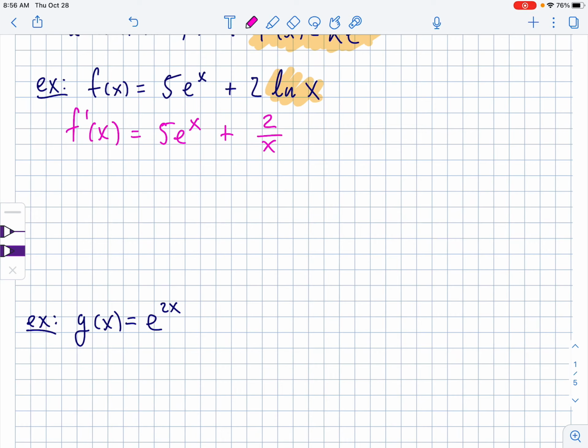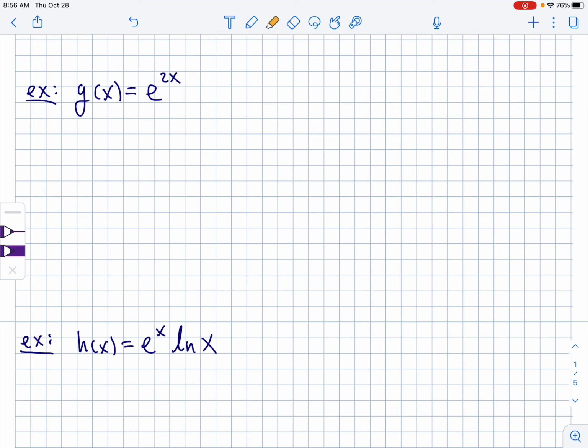Yeah, we're good. 2 ln x, so they just do 2 over x. I was just making sure they didn't do 2 times 1 over x or something, but 2 over 1 times 1 over x is 2 over x. So that one's actually done. It's pretty straightforward.